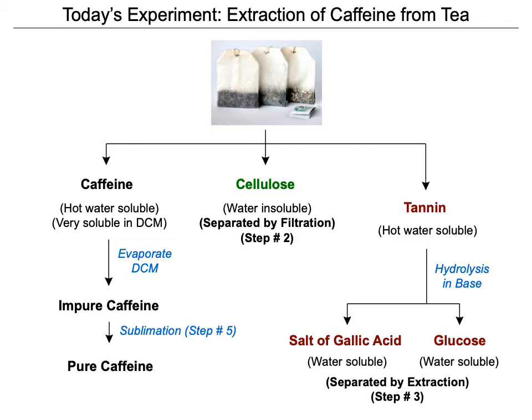You know what sublimation is. Changing from gas to solid is the sublimation process; that's the definition of sublimation. And for the tannin phase, which is very soluble in hot water, we are going to hydrolyze it in base, which is sodium carbonate, into the salt of gallic acid and glucose, and separate it by extraction.